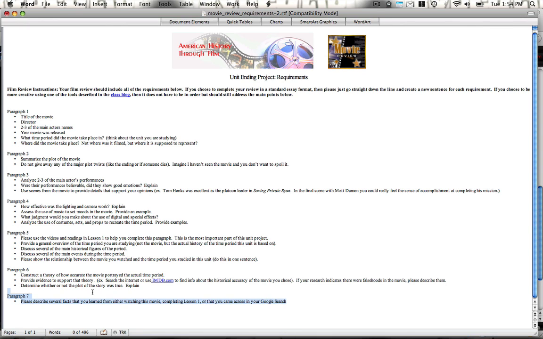Specifically, what I'm going to be looking for is paragraphs 5, 6, and 7, where you're looking at the actual history, comparing the actual history to how the movie portrayed it by doing research, which asks you to look at the historical accuracy of the film, and finishing with paragraph 7, which tells me what you learned about history. I'm going to look for a big improvement in those 3 paragraphs, 5, 6, and 7.